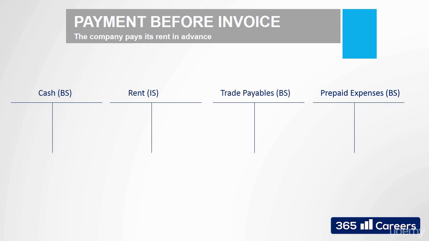So, at first, we'll have cash going for $1,000 and an increase in prepaid expenses for $1,000. Both of them are assets. We'll have to credit cash because it decreases, and then debit prepaid expenses. Then, when the time comes and we register rent as an expense, we'll credit prepaid expenses for $1,000 and debit rent for the same amount.